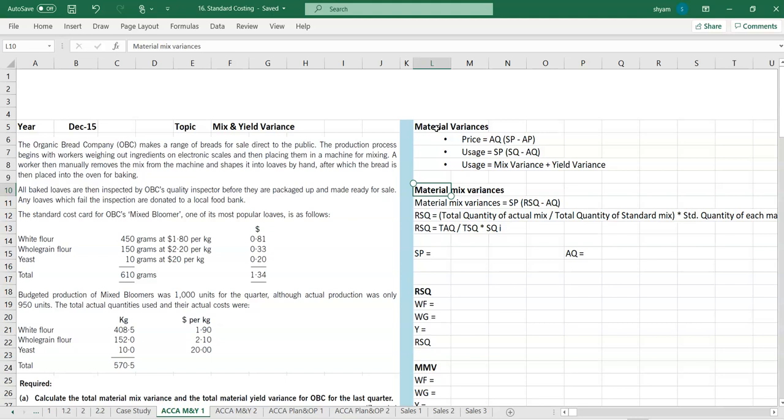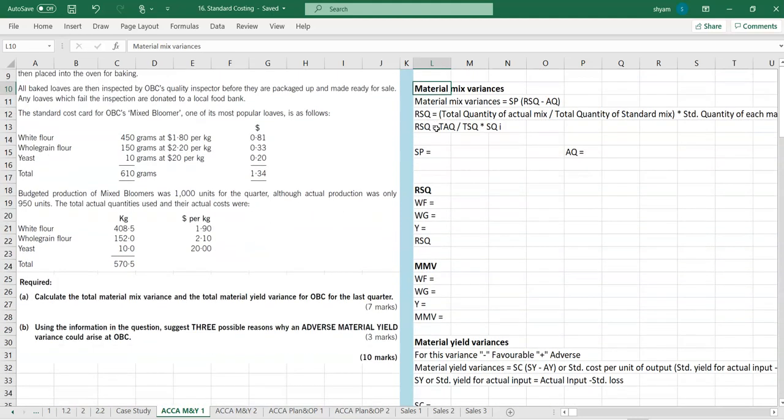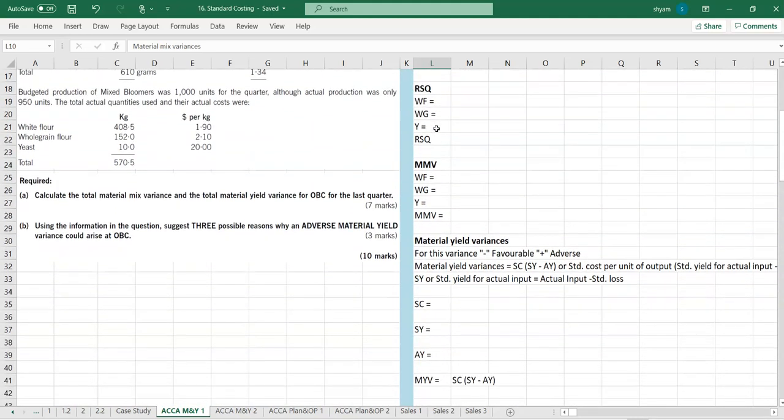There's always a standard mix, and compared to that, what is the actual mix, and is there any difference between them, and is that difference positive or negative. Thereafter we have another variance which is called the yield variance. Because the inputs are going to be different from the standard input, will it result in a different output? For example, you use a high quality raw material, and because of using a high quality raw material, you are getting a higher output.